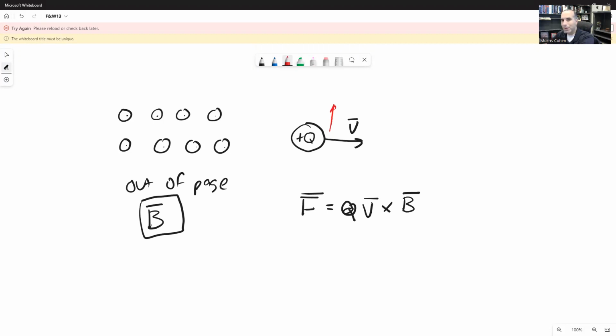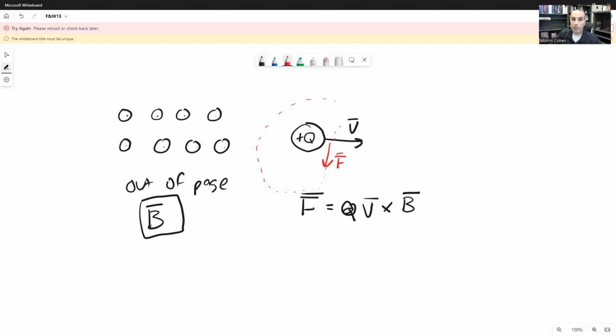Wait, sorry, no, I got that backwards. You're going to end up with a force that is downwards. So what actually ends up happening is you're going to get circular motion. This charge right here is going to move in a circle because the force is always perpendicular to the velocity.